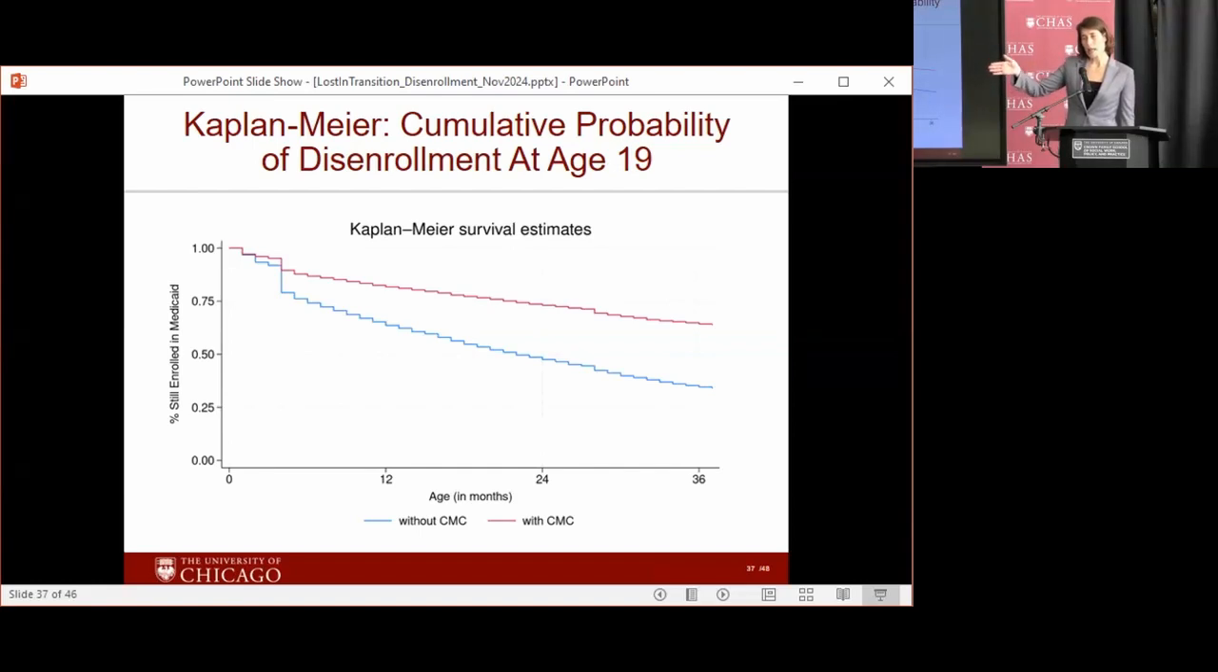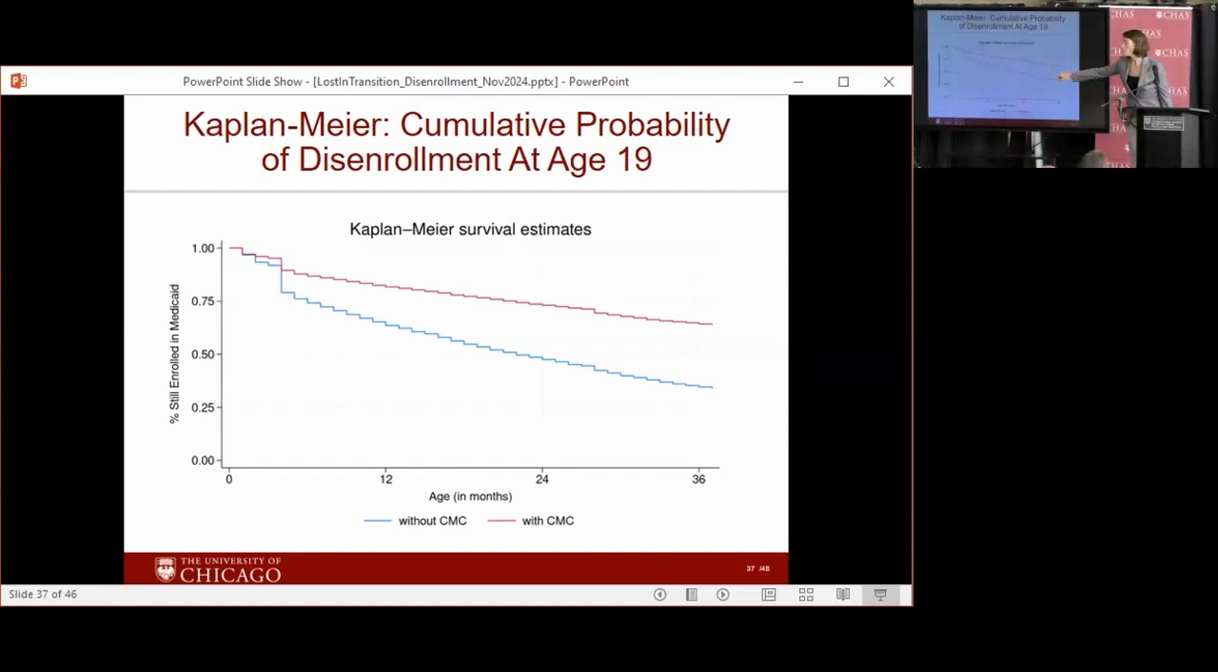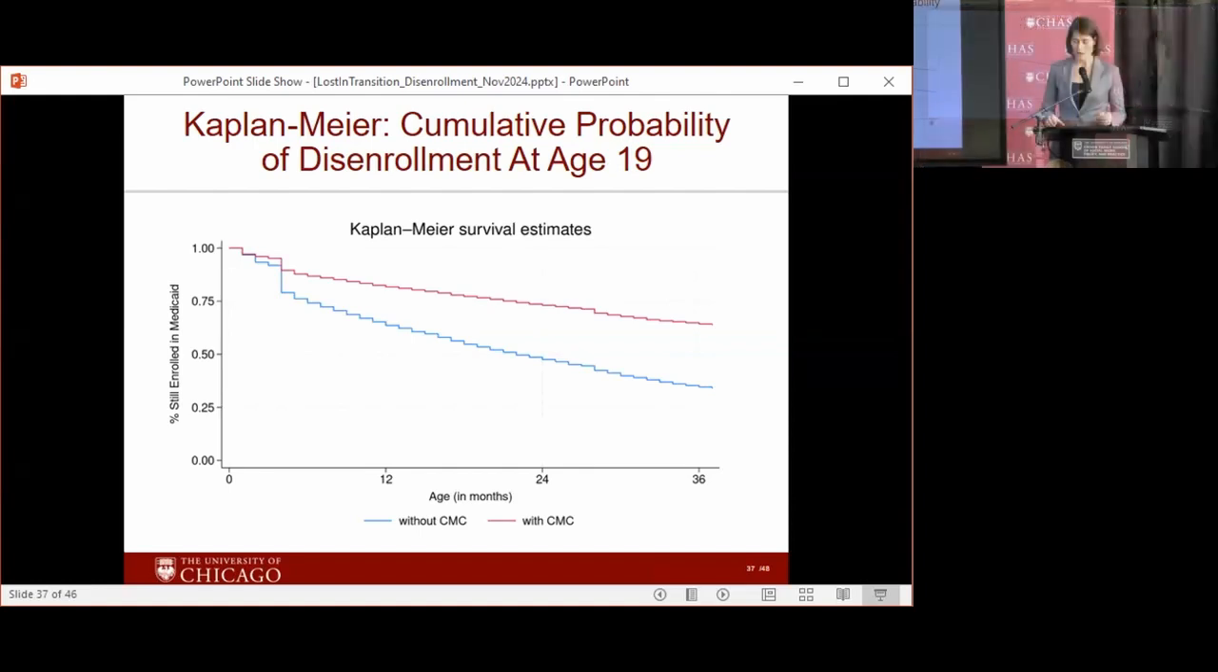So then starting at age 19 and running out each year, so age 20, 21, 22, you can see that if somebody's enrolled right before their 19th birthday, if they don't have a complex medical condition, about 2/3 of those people will disenroll before they turn 22. For those with a complex medical condition, about 1/3 will be disenrolled by the time they turn 22. So to my mind, this is actually a pretty big attrition from the Medicaid system right around this age.